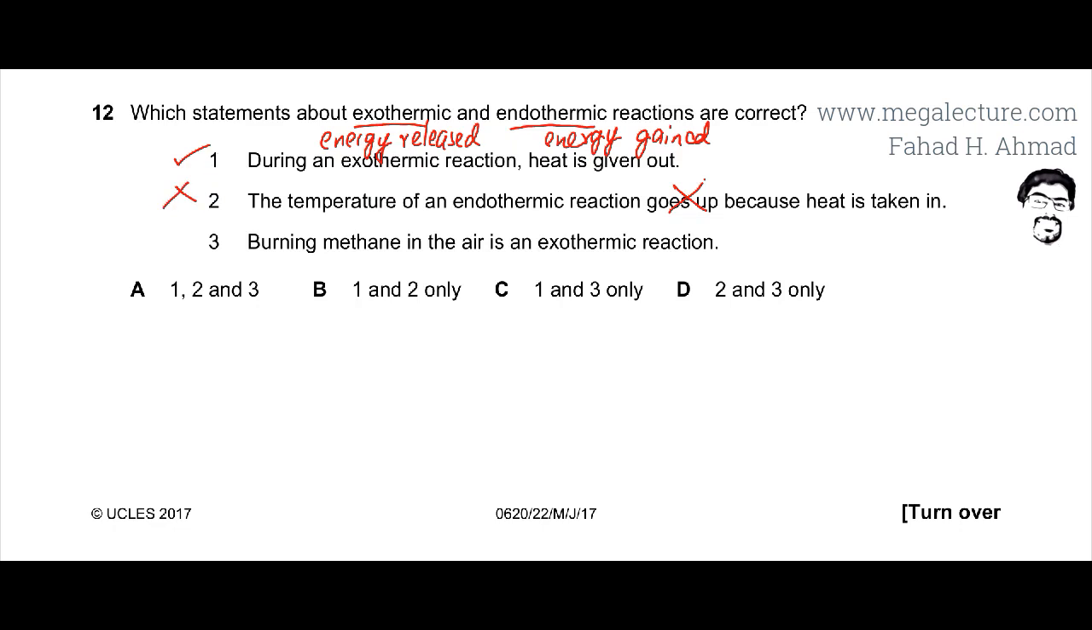Let's move to the third one, which is burning methane in the air is an exothermic reaction. Now, this is combustion. This is your normal natural gas that is used for cooking mostly. So when you burn it, an exothermic reaction takes place, heat is released. So the third statement is also correct. So your correct options are going to be 1 and 3 for this MCQ.